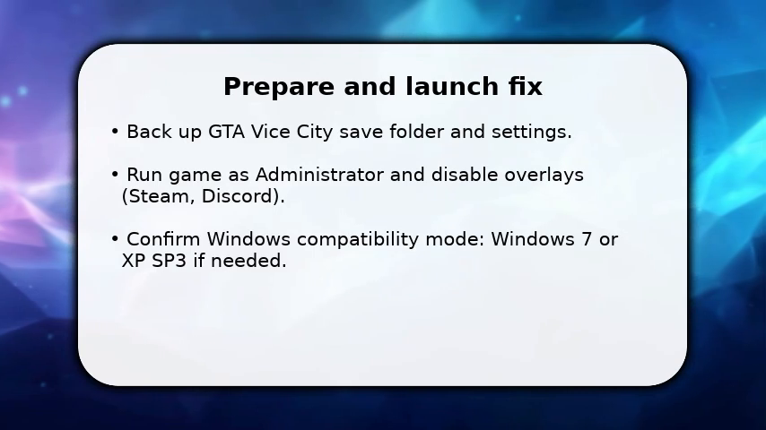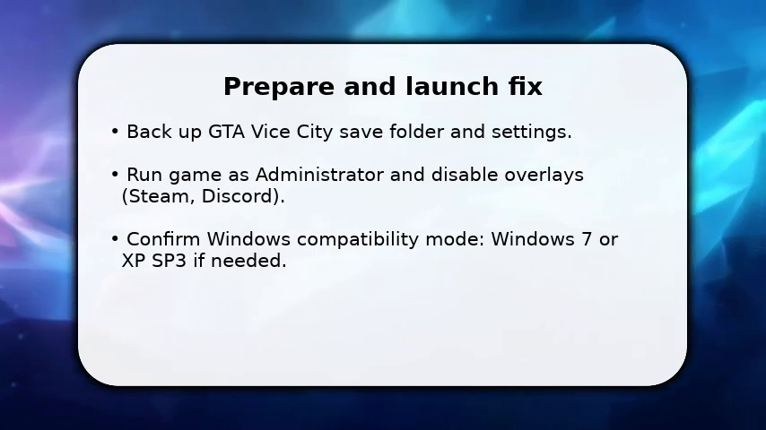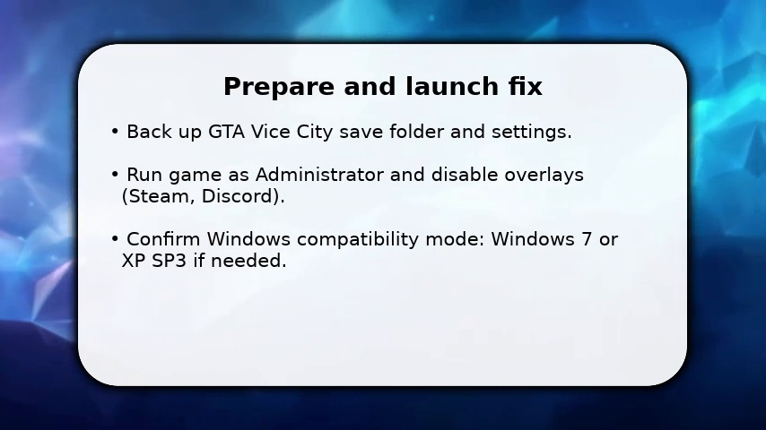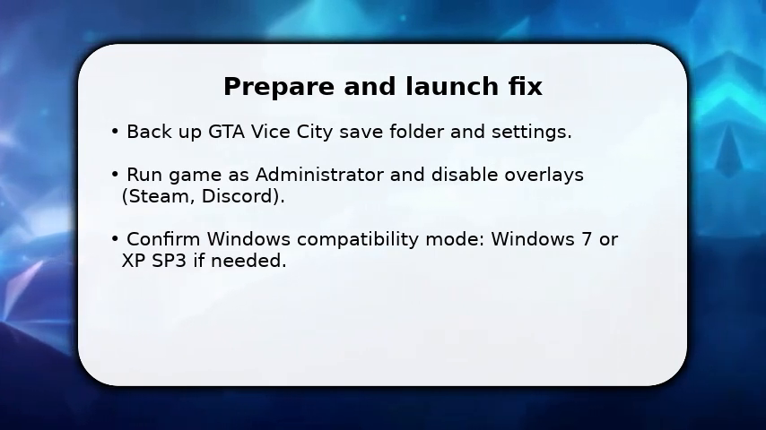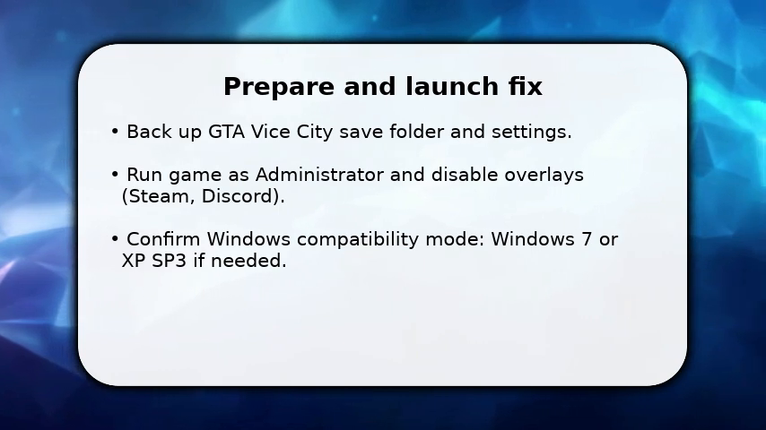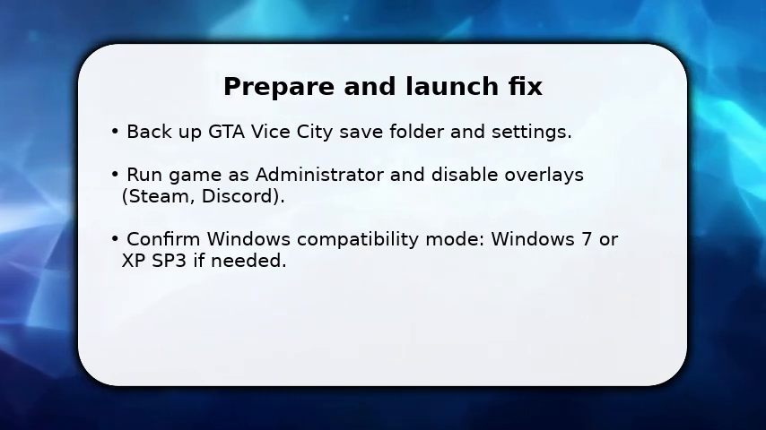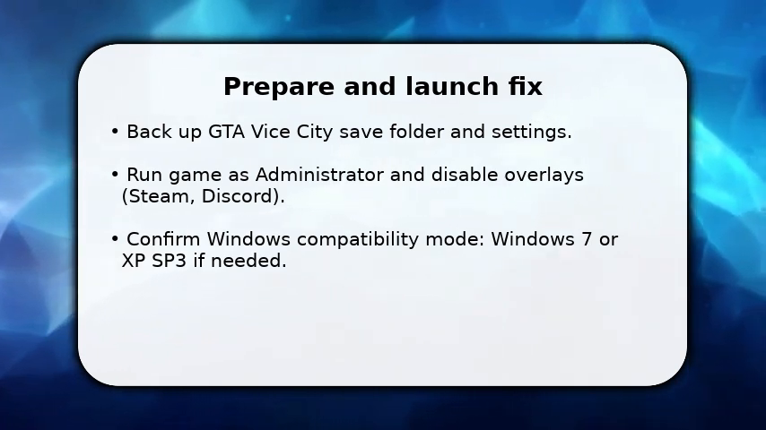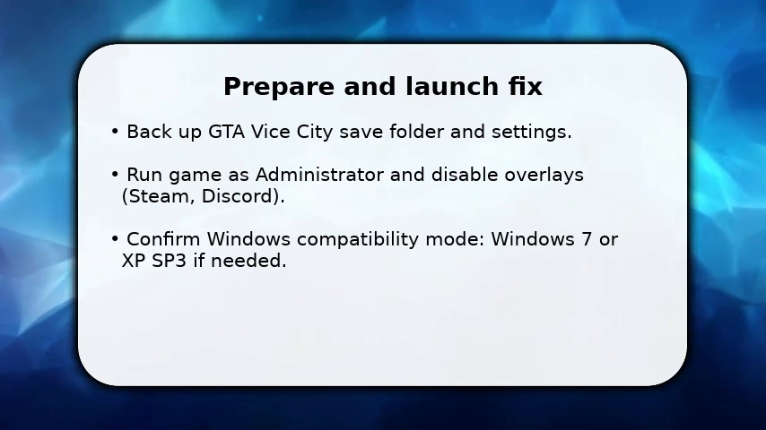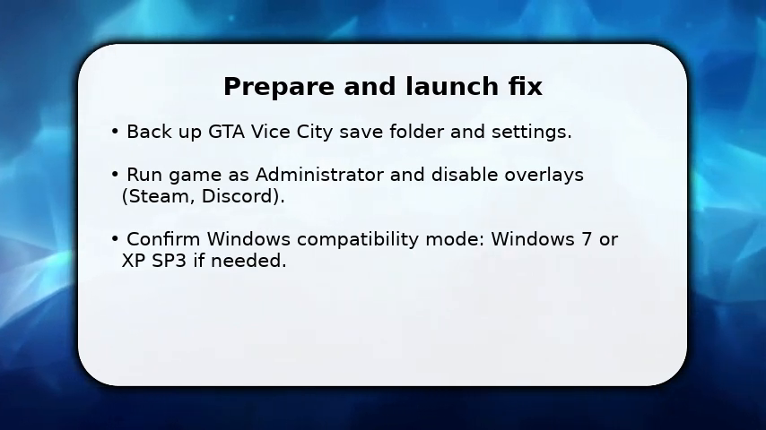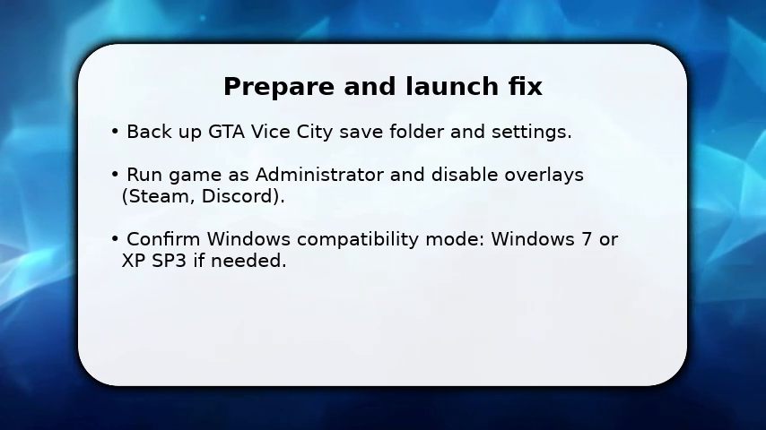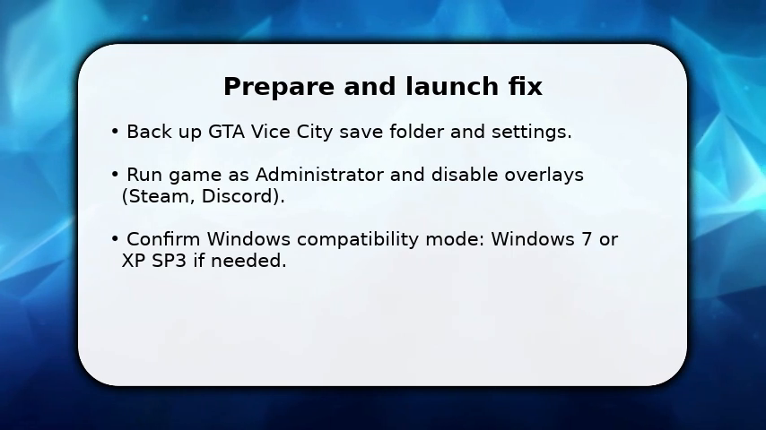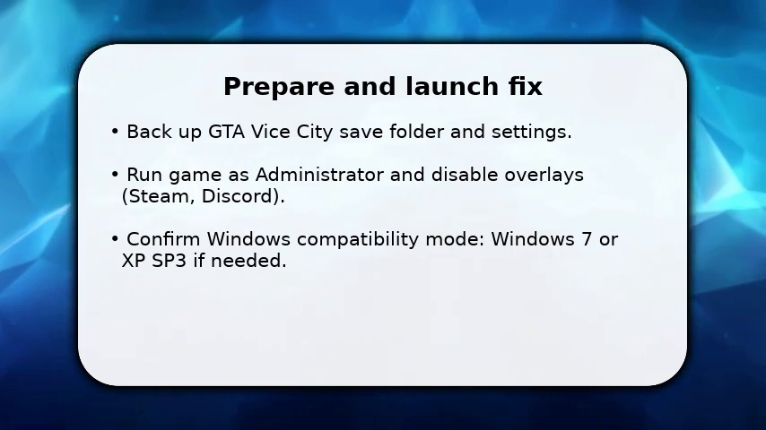You start by protecting your saves and establishing a clean launch environment. Back up the entire GTA Vice City save and settings folder now. Once done, run the game as administrator to avoid permission errors and disable overlays from Steam, Discord, and recording apps because they inject DLLs that trigger unhandled exceptions. Make sure compatibility mode is set to Windows 7 or XP SP3 when using older builds. This often stabilizes legacy system calls.